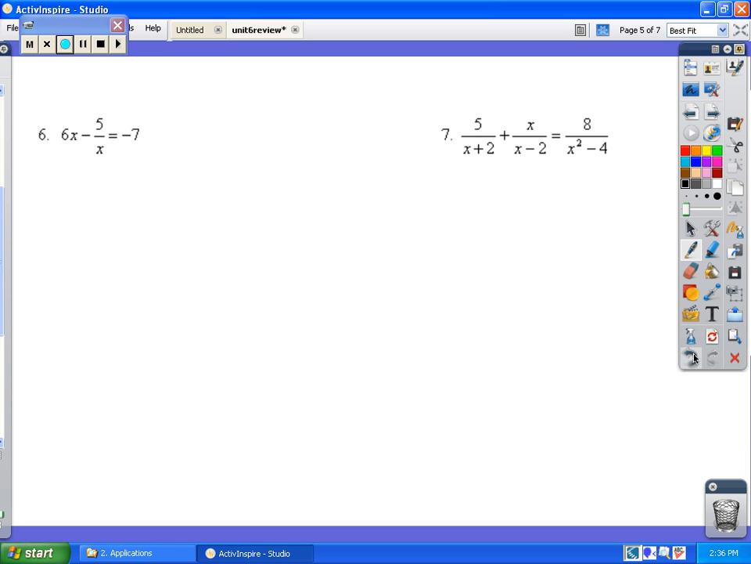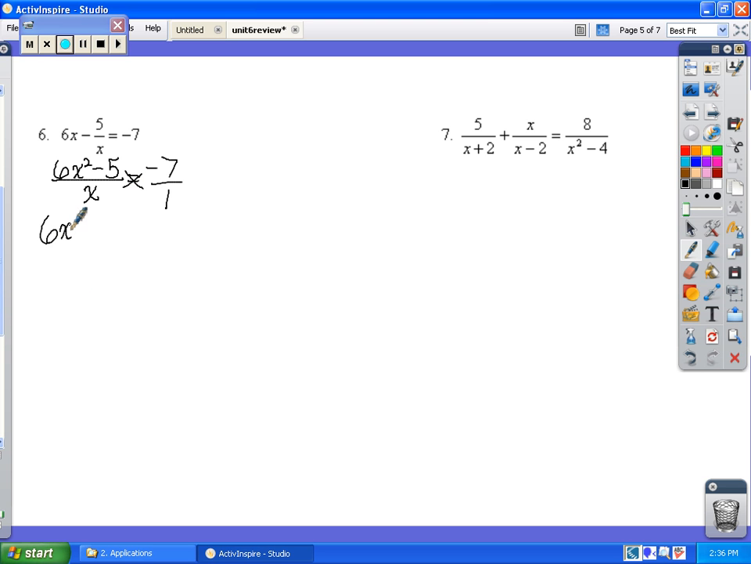So what we're going to do for this problem is find a common denominator, which in this case is just x. Notice that my minus 5 already has it, so I'm just going to put it there. Then I'm going to multiply x times 6x to get 6x squared. And negative 7 is, of course, over 1. So they don't have the same denominator, so I'm going to go ahead and cross multiply.